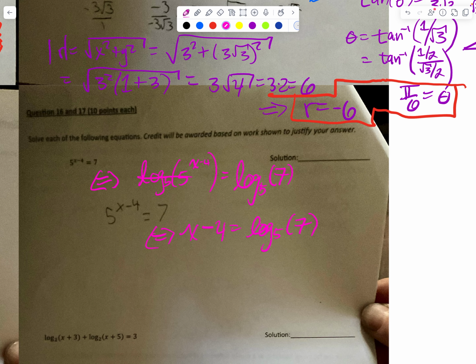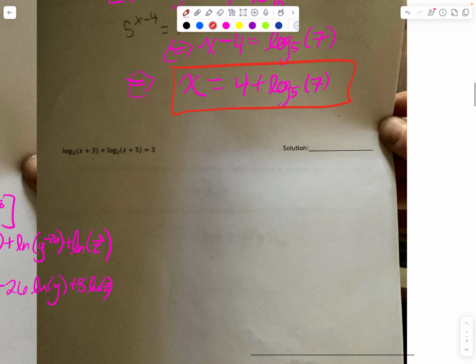And now let's add 4 to both sides. This hot pink is hurting my eyes. Boom, that's the answer.